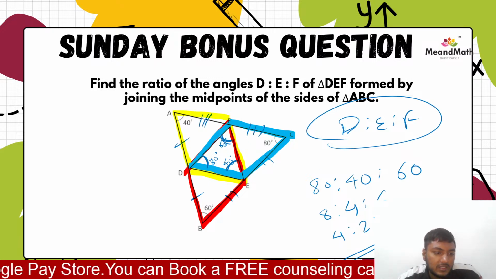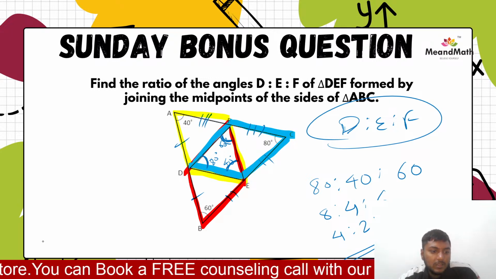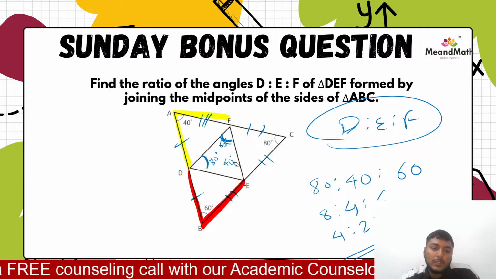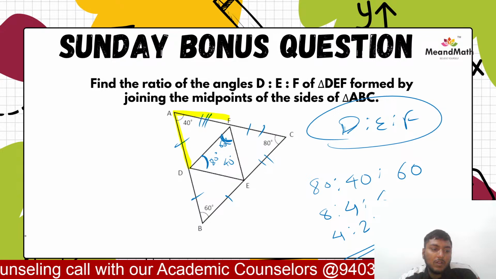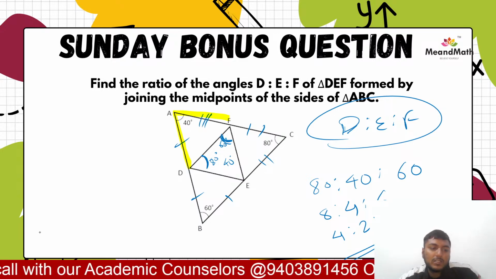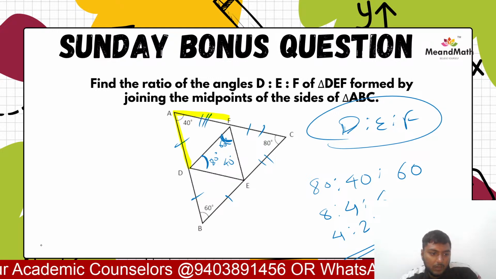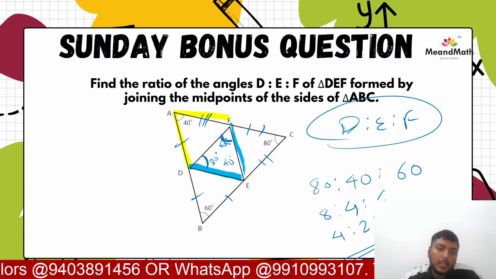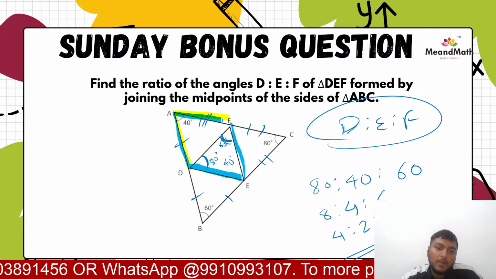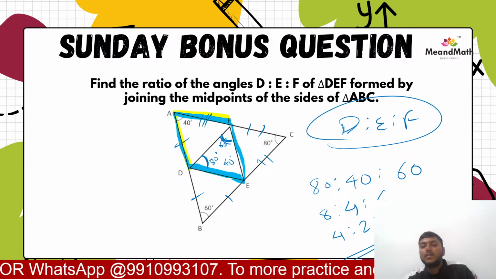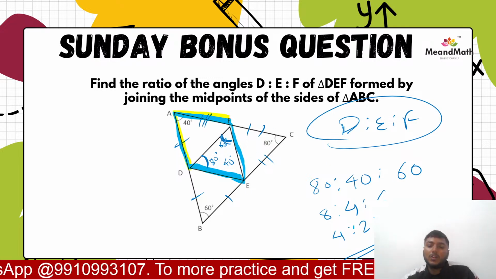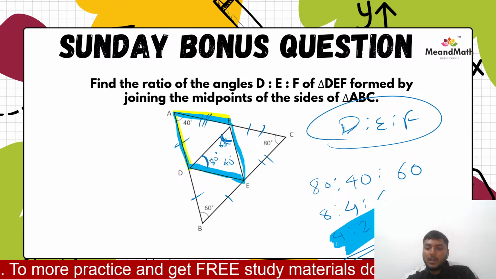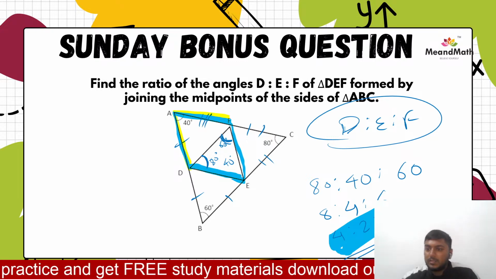We already learned, let us say, in the second last question, how to prove that this is a parallelogram. We already learned, hai na? We will only use the midpoint theorem concept to prove that this is a parallelogram, right? So that's how we will solve this question, and we'll get the answer, 4 is to 2 is to 3. I hope everybody got this.